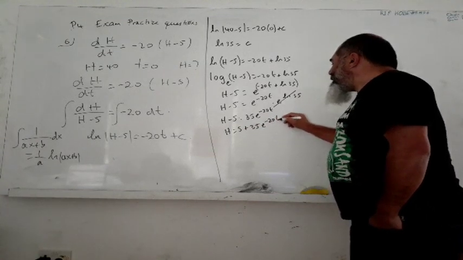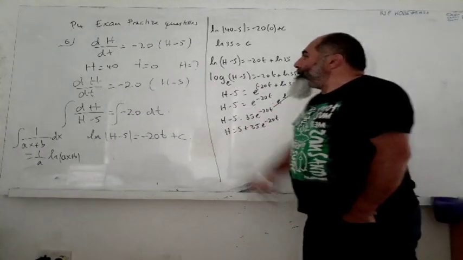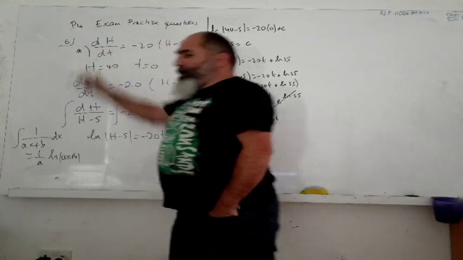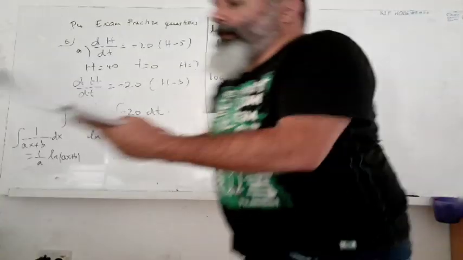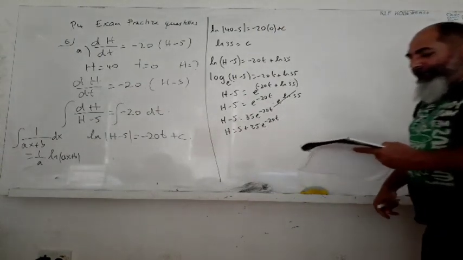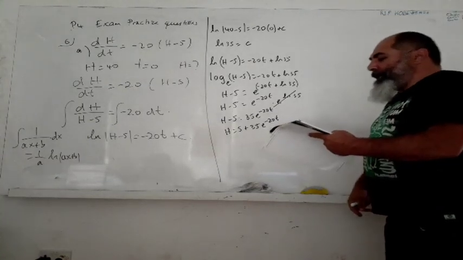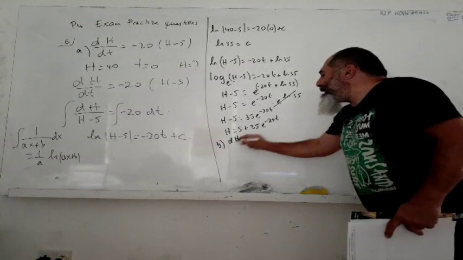As you see, we found h in terms of t. This is the answer for part A of the question. Let's read part B. It says, by finding dh over dt in terms of t, determine the value of dh over dt when t is equal to 0.5.